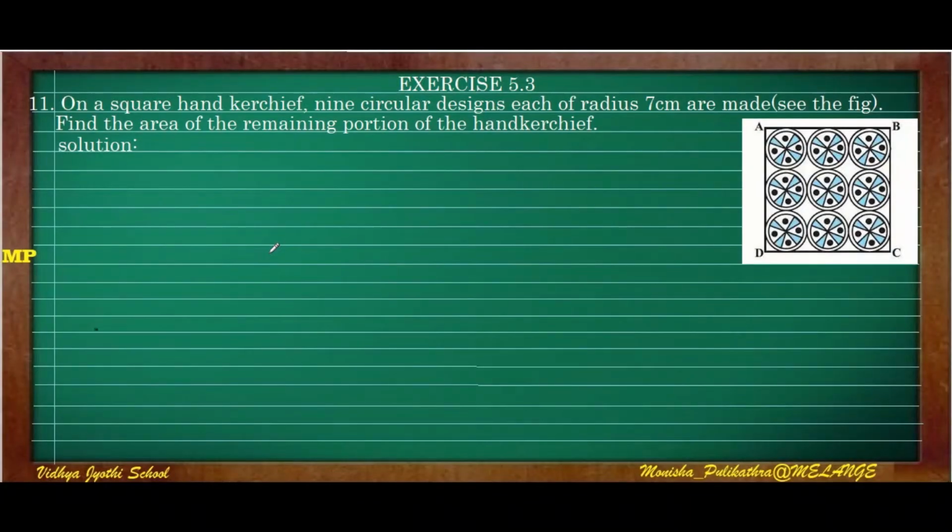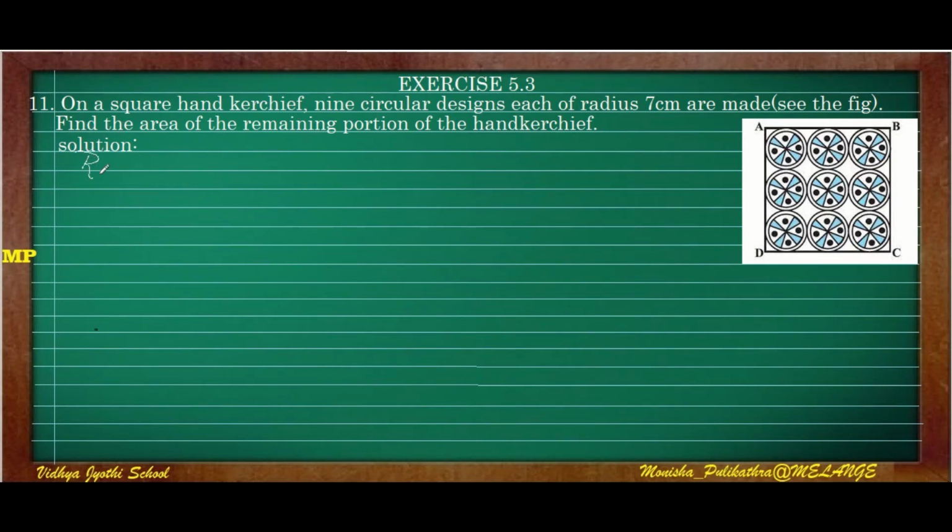Let us move on to the 11th question of this session. On a square handkerchief, 9 circular designs of radius 7 cm. Here 9 circular designs are there, whereas the radius of each circle is 7 cm. If radius is 7, the diameter will be twice of radius, which is equal to 14. And 3 circles, so the 3 regular circle designs make the side of a square. So this much you have to keep in mind.